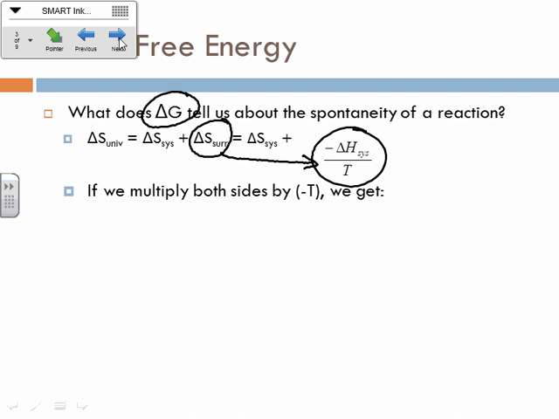So what you end up with here is that the delta S of the universe is equal to negative delta H of the system divided by T plus the delta S of the system. Does that make sense? And we haven't multiplied both sides by negative T yet. I'm just kind of rewriting this. Wait, I didn't have to rewrite that. It's already written. Sorry, that's this last part here.